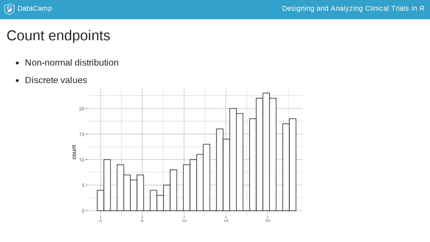In this course, we will focus on the analysis of binary and continuous outcomes, but let's have a quick look at other types of endpoints. In a trial assessing interventions for alcohol consumption in alcohol-dependent patients, we may collect endpoints based on counts, for example, the number of drinks consumed in the last week. Here we often have non-normal distributions and discrete values.